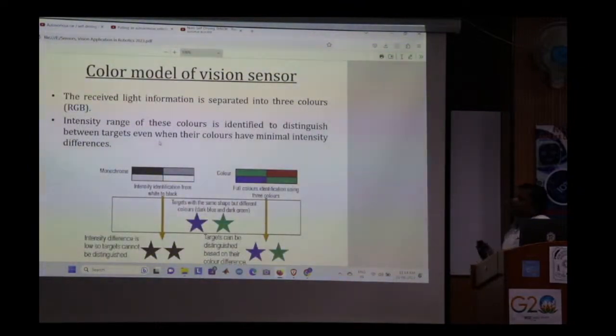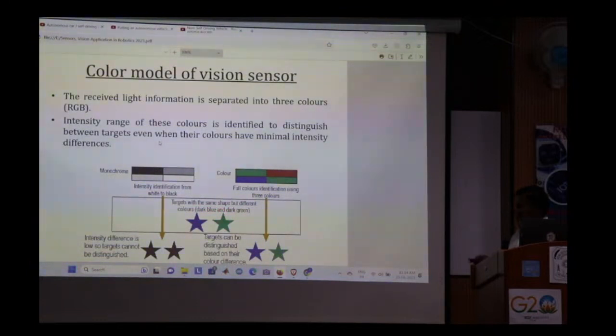Here also the same type of thing. This is the color model. In the color model, when we take a monochrome image, it's simple black and white. But when we have a color image, we break it into different components. For example, here the identification like target with same shape but different color, dark blue and dark.